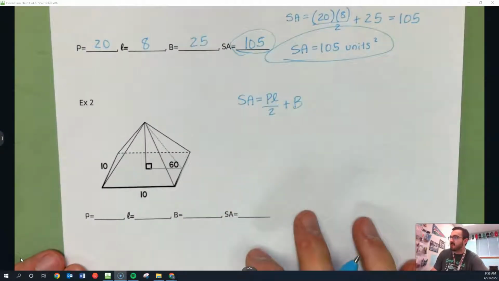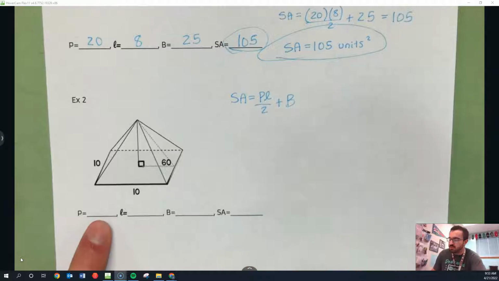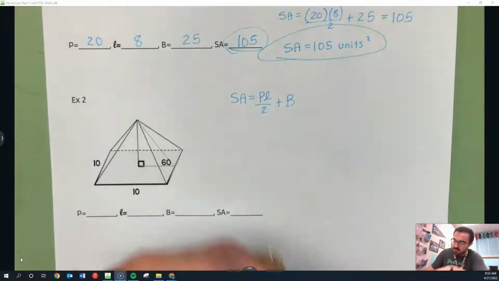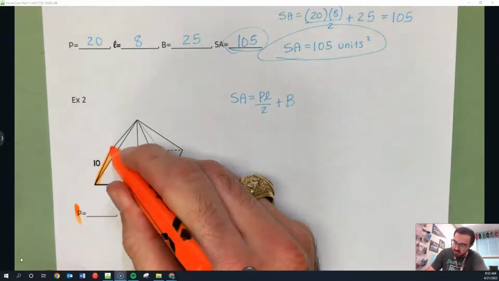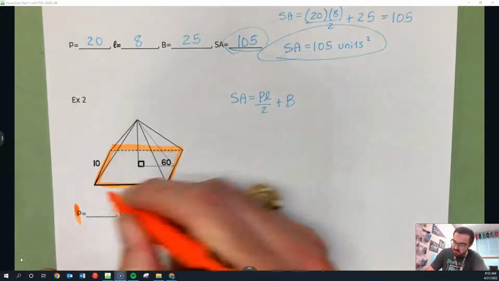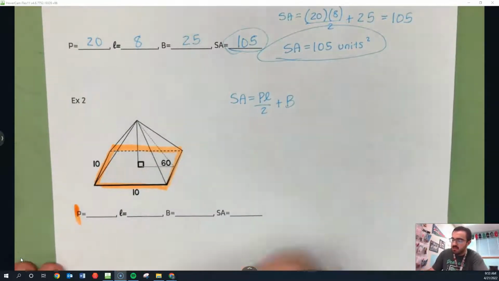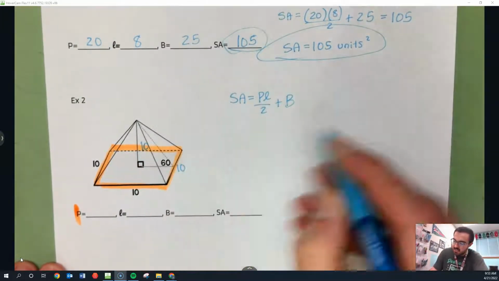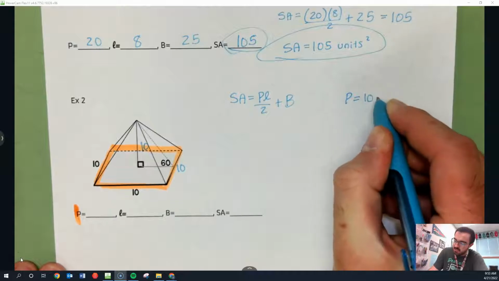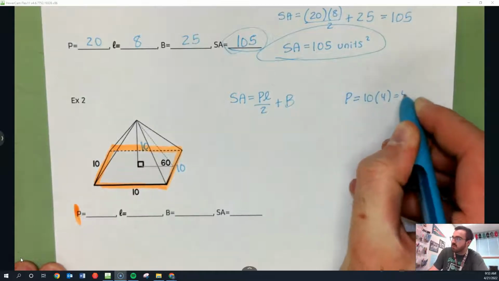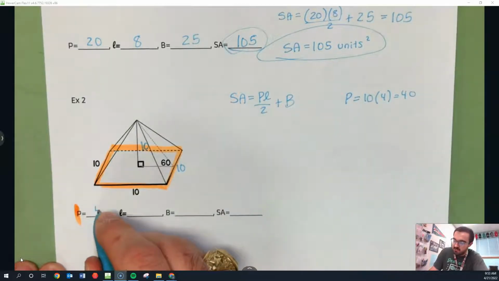Okay, let's find what we need. So we found perimeter. Perimeter is, remember, the distance around. So if this is 10, 10, 10, and 10, the perimeter is going to equal 10 times 4, essentially, right, is 40. Okay, so my perimeter is 40.